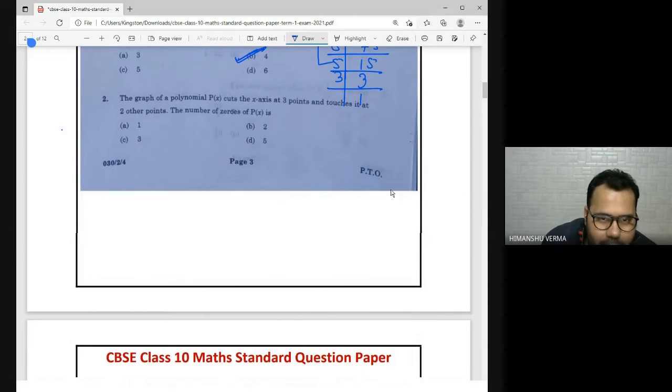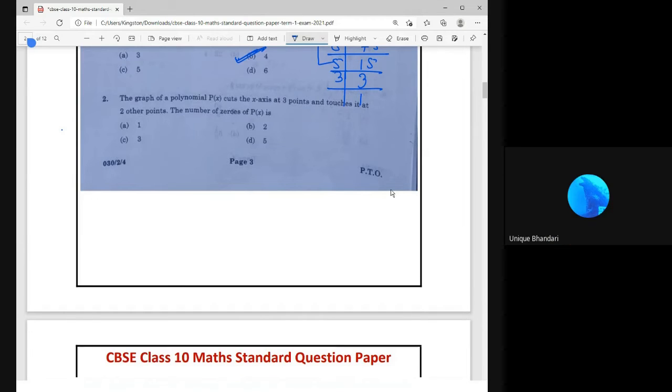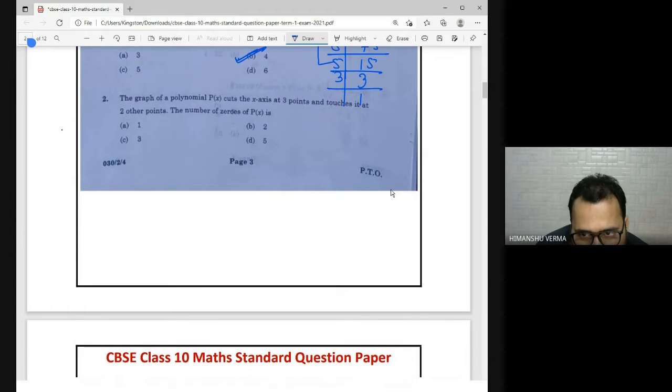Next one. The graph of p(x) cuts the x-axis at 3 points and touches 2 other points. So what is the number of zeros? Tell me. How many zeros are there? I marked option D. Okay, fine. D because it says it cuts at 3 points and touches 2 other points. It means 5 zeros are there, 3 plus 2. Yes, sir. If it cuts 6 times on the x-axis, it means 6 zeros are there. We have done this already.